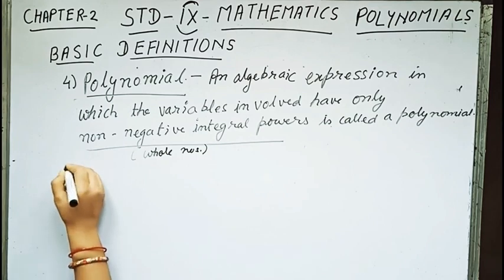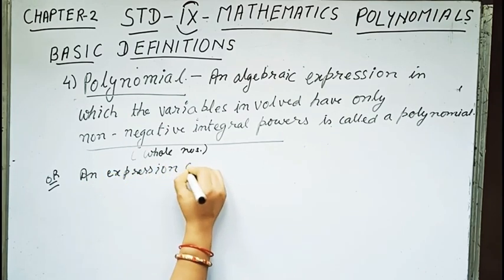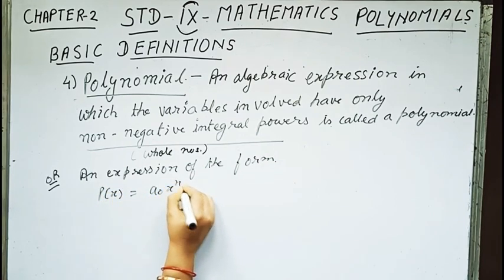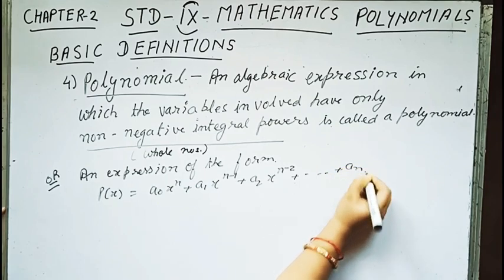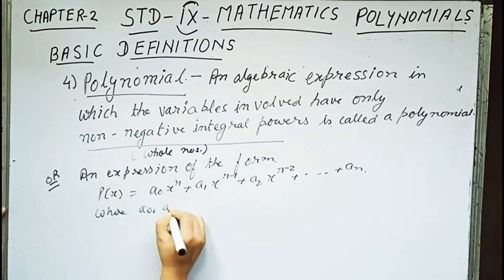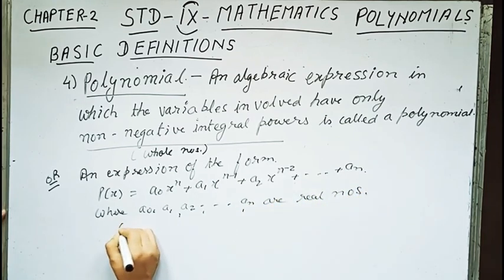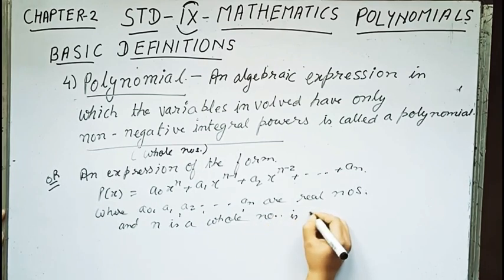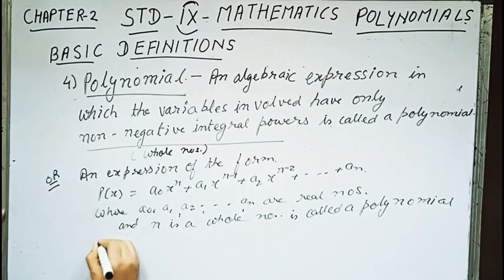The general definition of polynomial we can also write as an expression of the form p(x) equals a0 x power n plus a1 x power n minus 1 plus a2 x power n minus 2 plus and so on up to an, where a0, a1, a2 up to an are real numbers and n is a whole number, is called a polynomial in x.